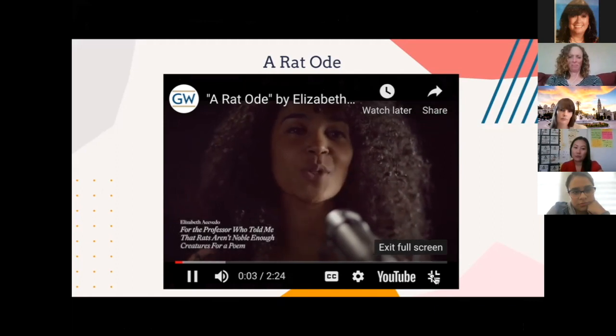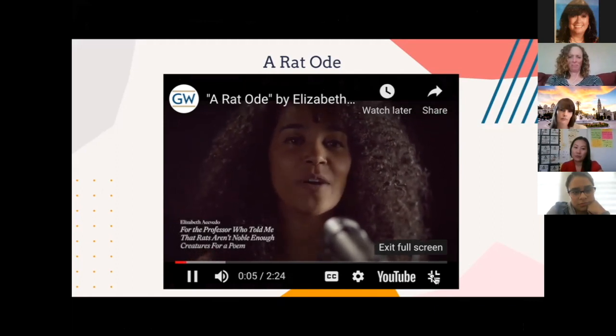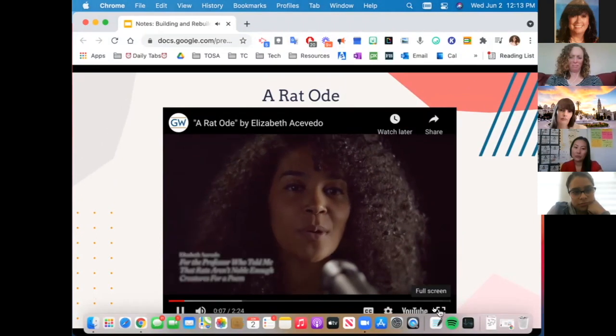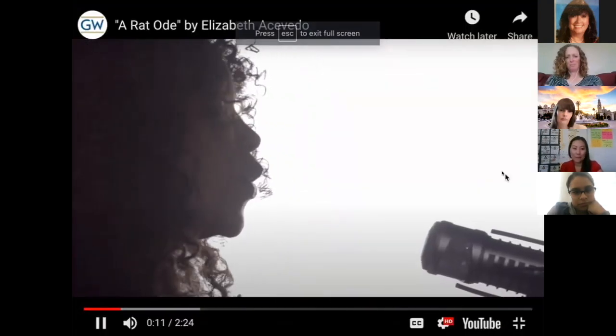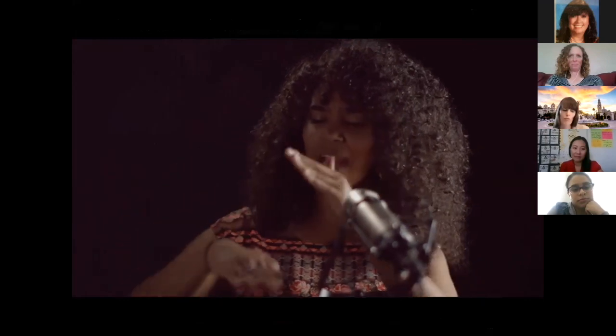For the professor who told me that rats aren't noble enough creatures for a poem, a rat ode. Because you are not the admired nightingale. Because you are not the noble doe. Because you are not the picturesque ermine, armadillo, or bat. They have been written, and I don't know their song the way I know your scuttling between walls. The scent of your collapsed corpse rotting beneath floorboards.